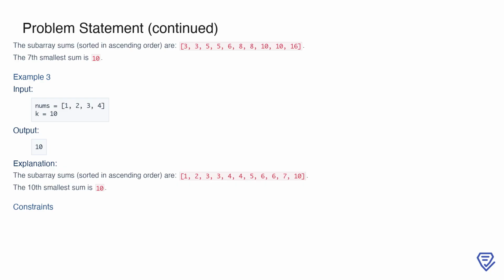Finally, consider a third example where nums equals 1, 2, 3, 4, and k equals 10. For this case, the output is also 10. Looking at the sorted subarray sums, we get 1, 2, 3, 3, 4, 4, 5, 6, 6, 7, 10. The 10th smallest value is 10, which is the answer. These examples highlight the process of calculating, sorting, and selecting the Kth smallest subarray sum.